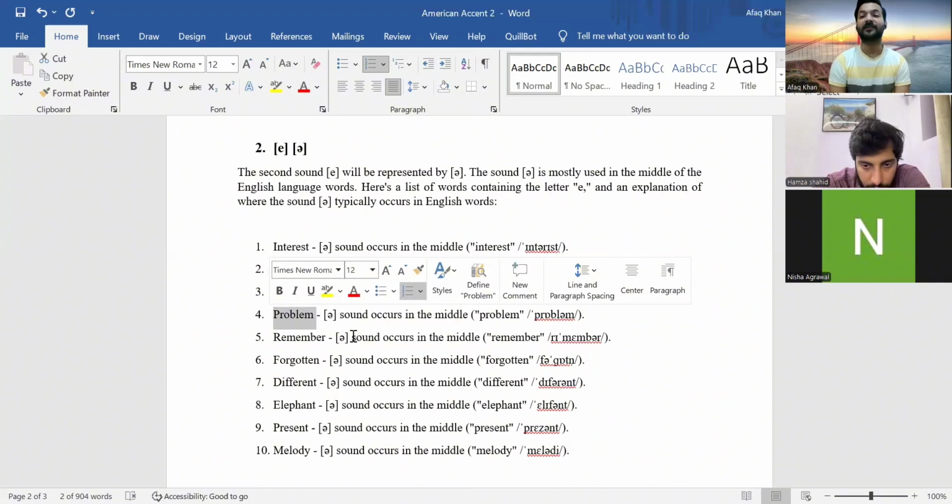Problem. No, it isn't "lame," right? Here in this E, it doesn't have the first sound of the E, but it has the schwa sound, like "lum." Problem. Exactly.